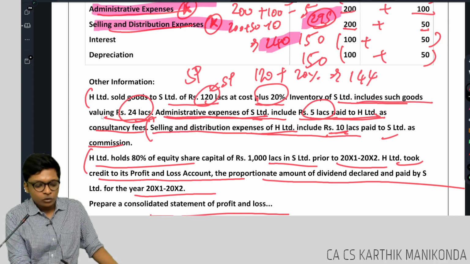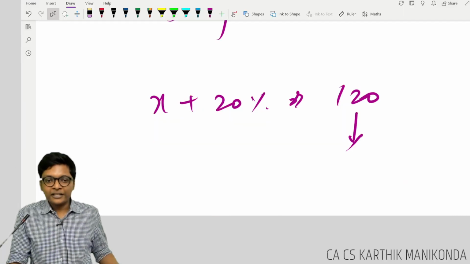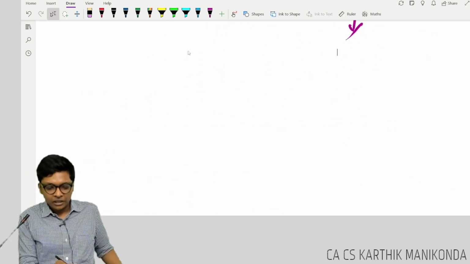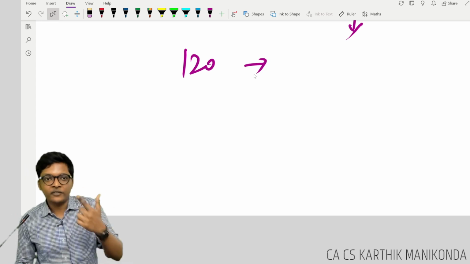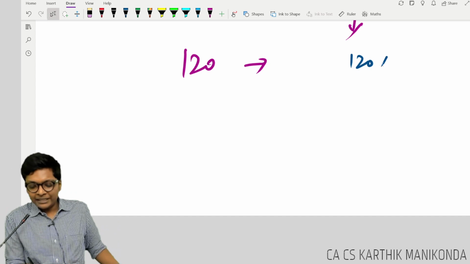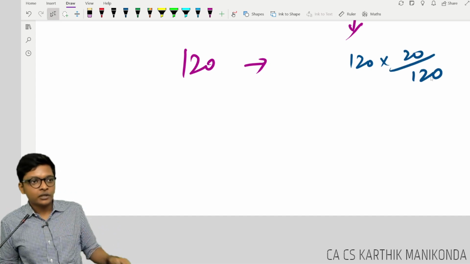24 is goods worth 124 is unsold. So you have to find out the profit, guys. How to do it? We have done this left, right, center in branch. First in 120, what's the profit? 120 into 20 by 120, inclusive of profit, correct?